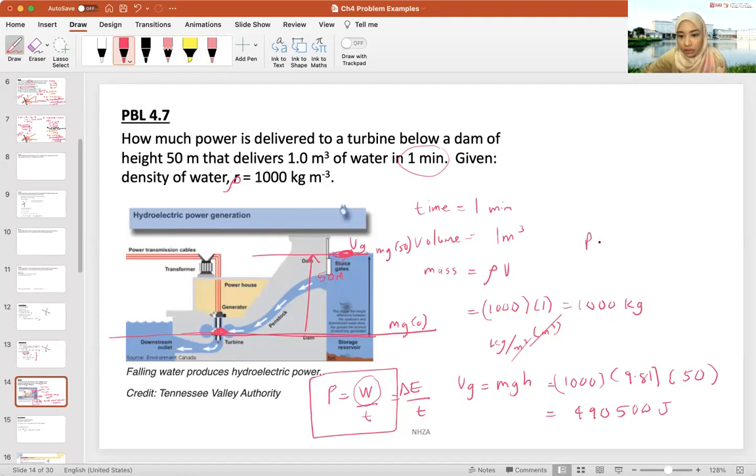So P is equal to 490,500 divided by 60 seconds. Jawapan dia adalah 8175 watt. Okay, so this is how you do it. We start with energy, and then we divide it by, ataupun work done divide by time. Itu saja. Equation power senang, paling senang lah setakat ni.